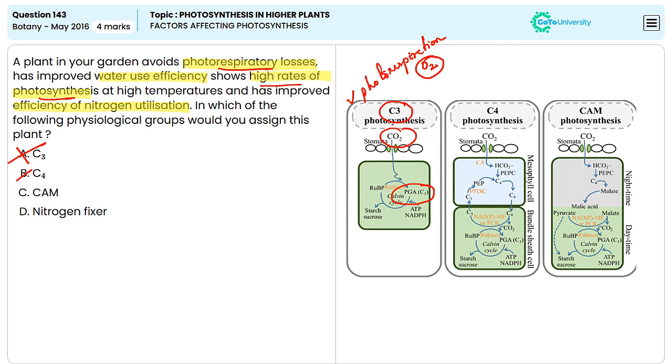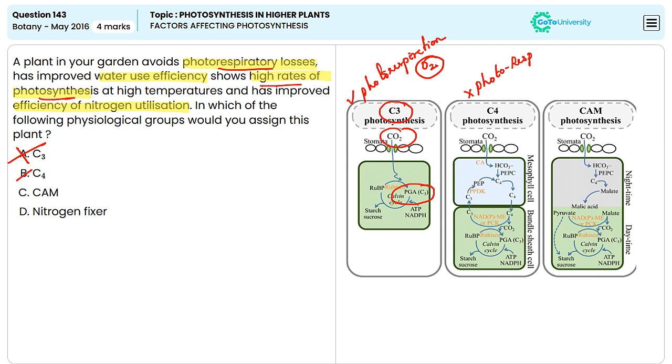Option B, C4 plants. So C4 plants have evolved a unique photosynthetic pathway that minimizes photorespiration, and this improves the water use efficiency as well. And they are particularly well adapted to high temperatures and drought conditions.